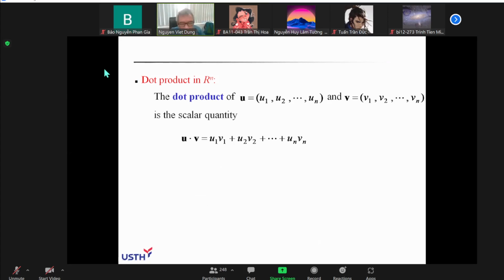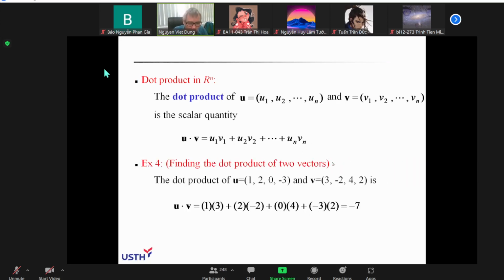I believe that this one is very familiar to Vietnamese students because you already know it in high school when n equals 2 or 3; that is what you call tích vô hướng in Vietnamese. You know that already in high school. But here we consider the same thing. We call it by another name, dot product, and you can define it for any number n, not only for n equal 2 or 3.